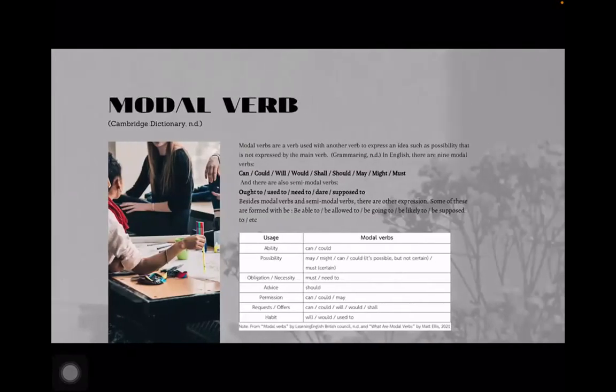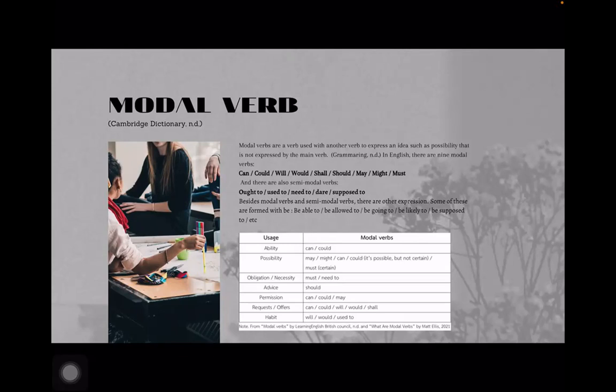Okay, right, let's move on to modal verbs. First of all, we should get to know what modal verbs are. Modal verbs are verbs used with another verb to express an idea, such as possibility, that is not expressed by the main verb. In English, there are 9 modal verbs. These modal verbs include can, could, will, would, shall, should, may, might, and must.